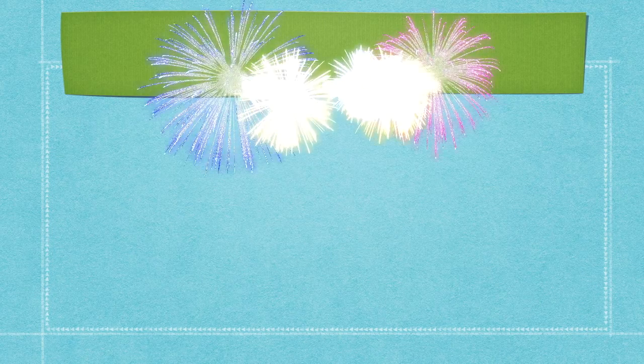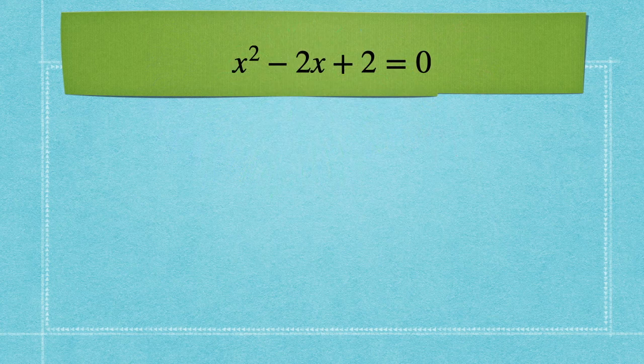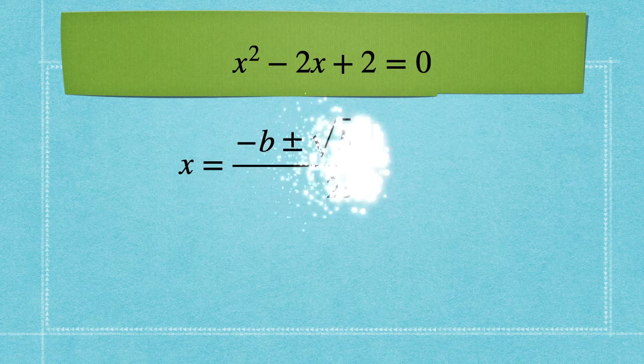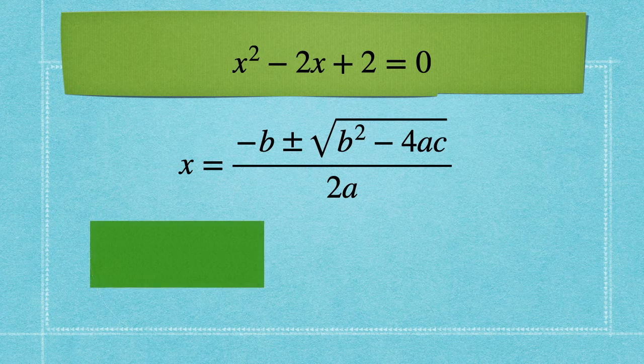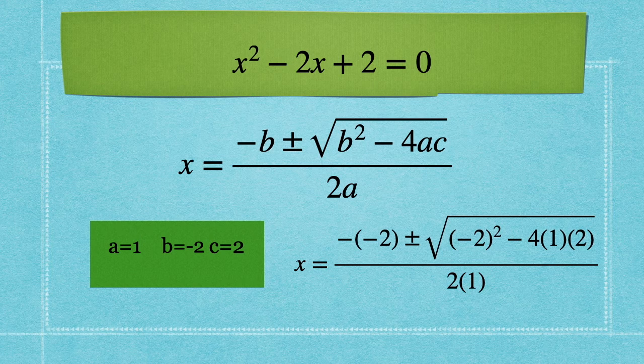We're going to find the roots of this equation. It can't be factorized, so we have to use the formula: minus b plus or minus the square root of b squared minus 4ac, all over 2a. For the quadratic, we need a, which is 1, the coefficient of x squared, b, which is negative 2, the coefficient of x, and c, which is the constant. So we'll be substituting into the formula.